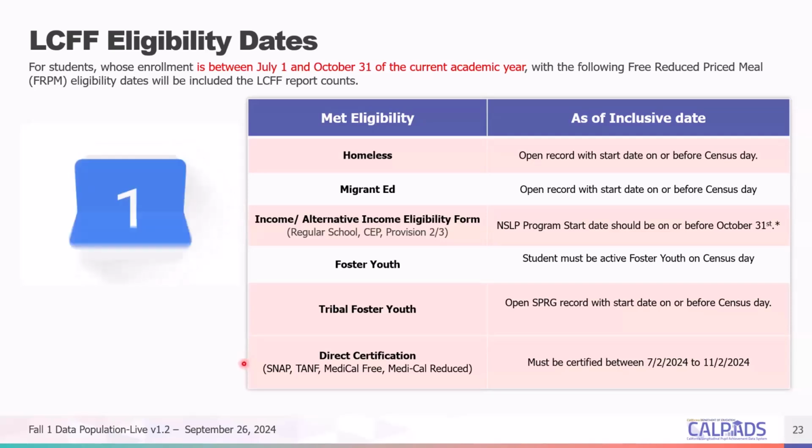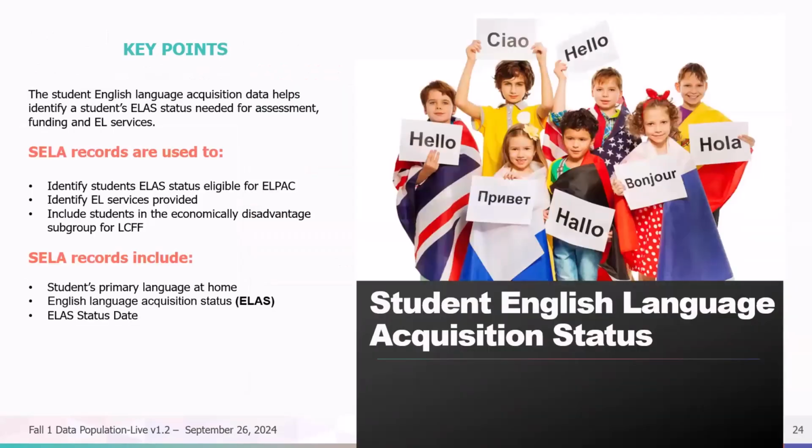So those are the rules for inclusion in the LCFF reports based on the SPRG data that you submit. And in the majority of cases, students are included if they're reported on or before Census Day. Again, there are two exceptions to that with NSLP and direct certification, and we've just covered the rules for those. All right, that does conclude our discussion of the student programs or SPRG records.